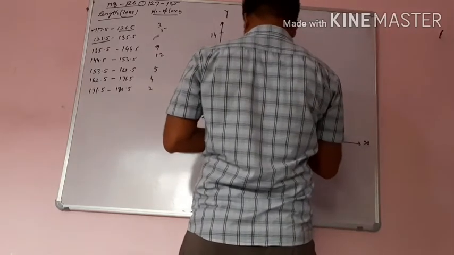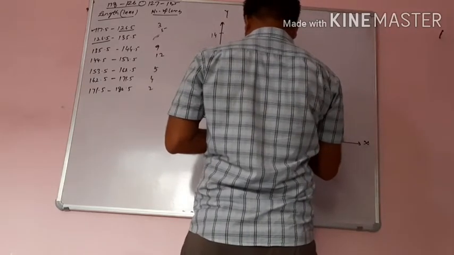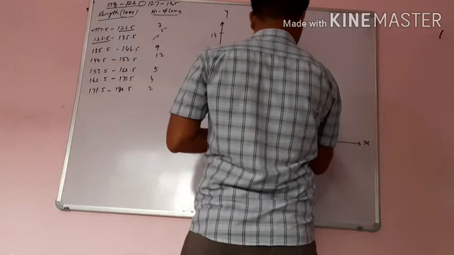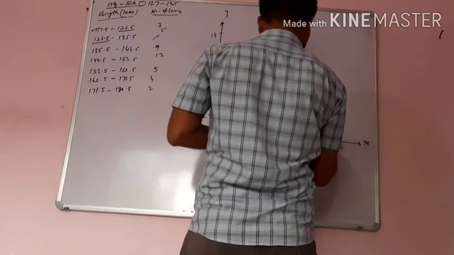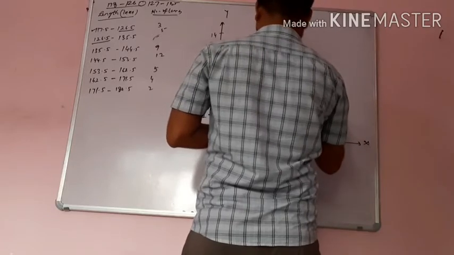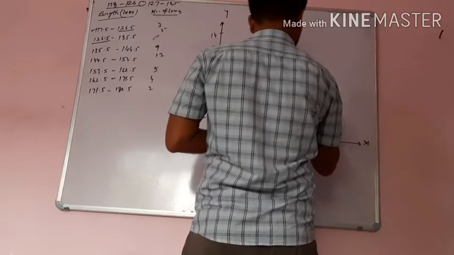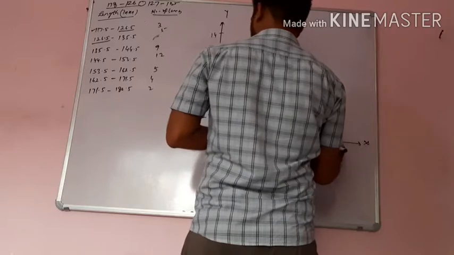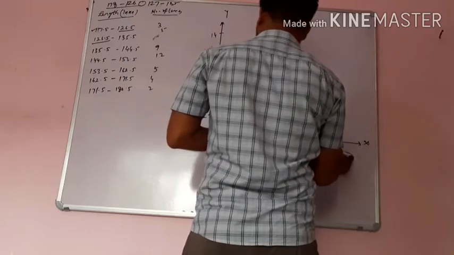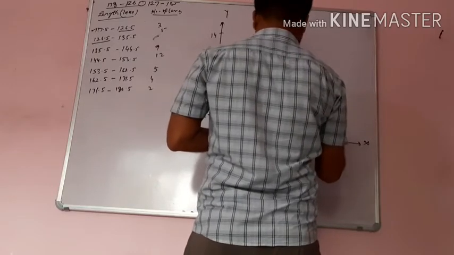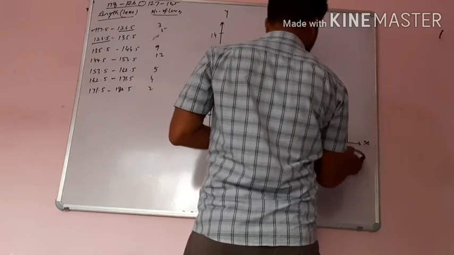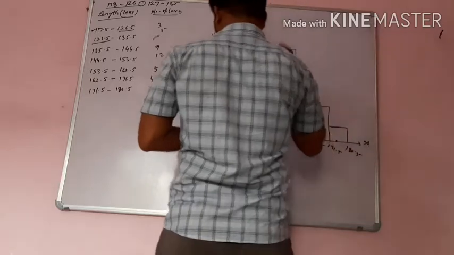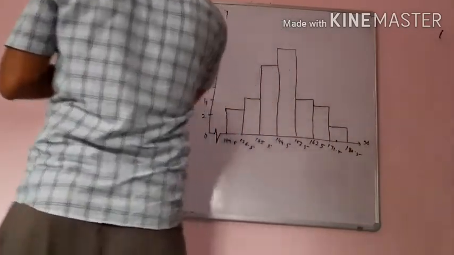162.5, 4, 171.5. And lastly, 2, 180.5. So this is our histogram.